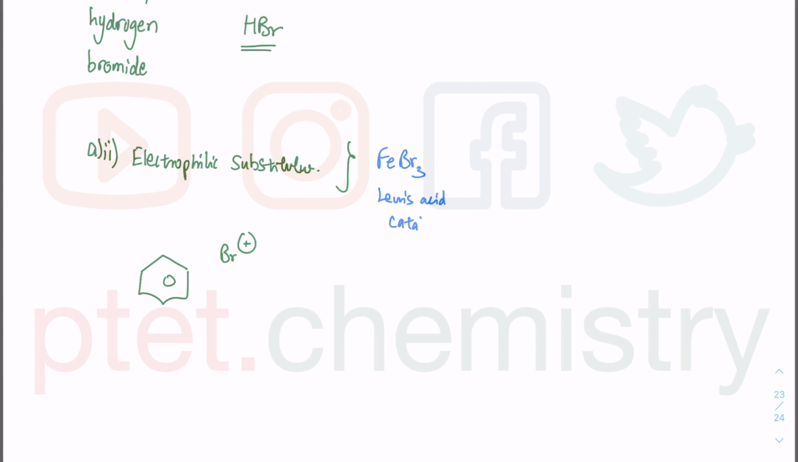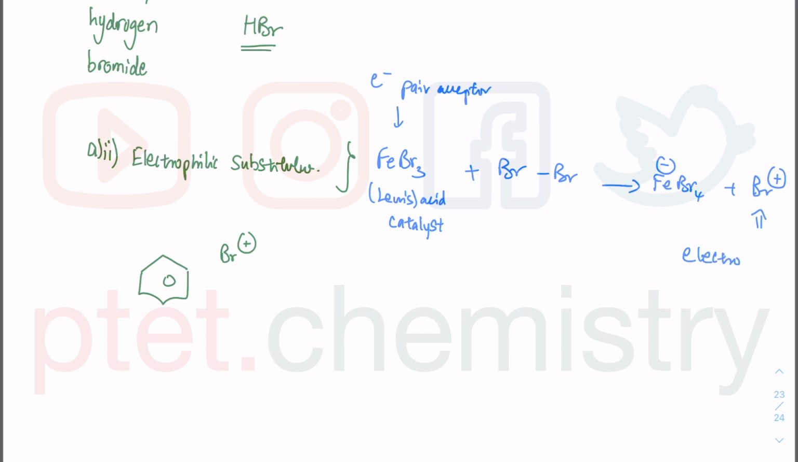You might not have heard of Lewis acid. It's alright. A Lewis acid is basically an electron pair acceptor. So they accept a pair of electrons. And what happens then is they will form FeBr4 minus, and they will give you your electrophile. So this is your electrophile, and that is basically what has been given in the question. The Br plus is the electrophile.